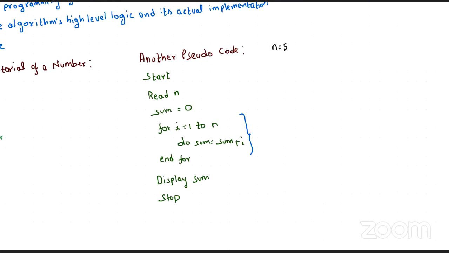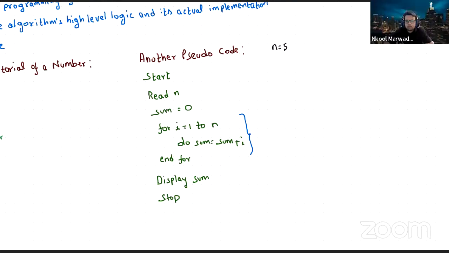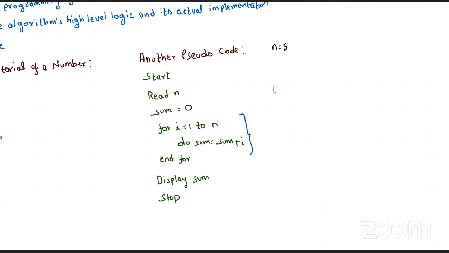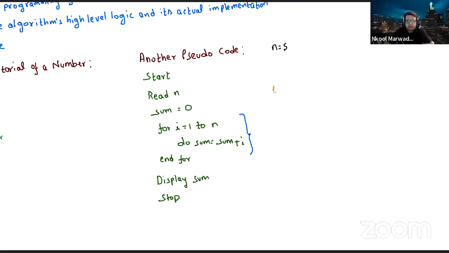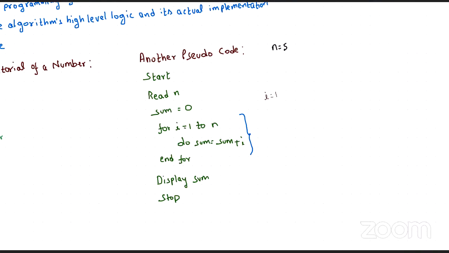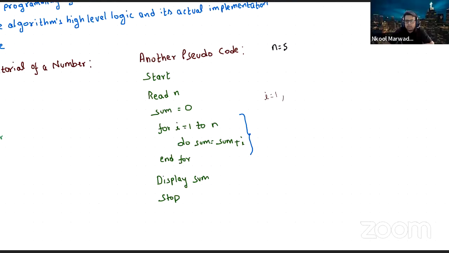Okay, so I get it, sir. The sum value gets updated. Let me simulate. See, in this loop, first i will be 1. Initially i is equal to 1 in the loop. When i is equal to 1, sum will be the initial value of the sum, which is 0, plus i, that is 1. So sum will become 1. Then i will become 2.